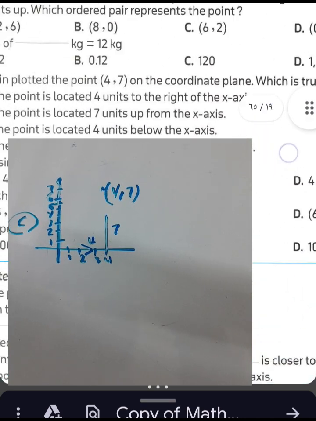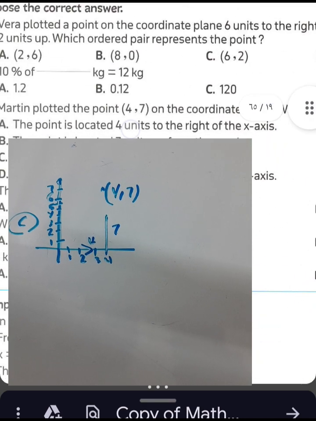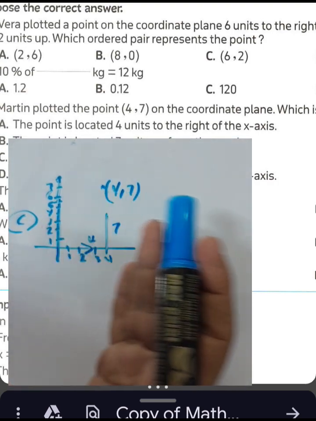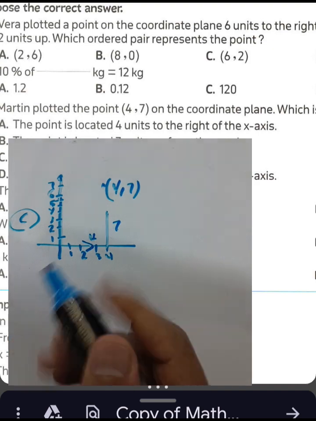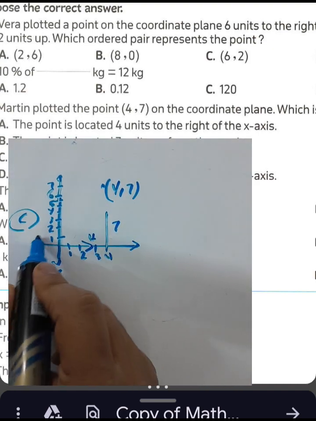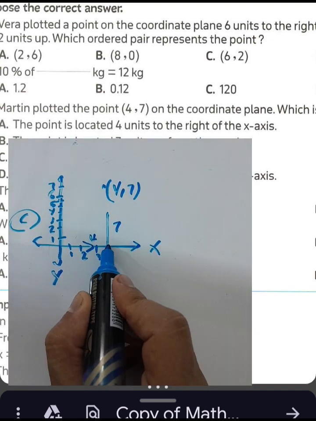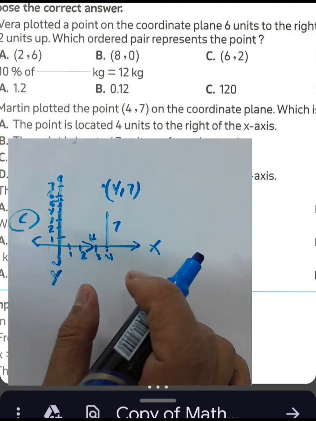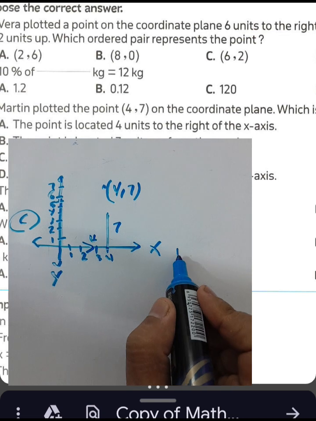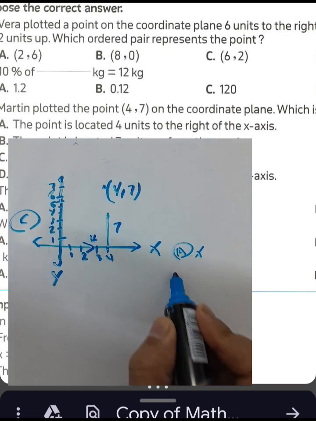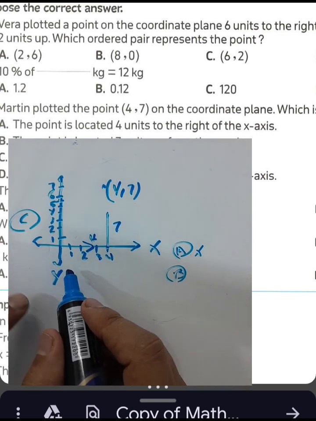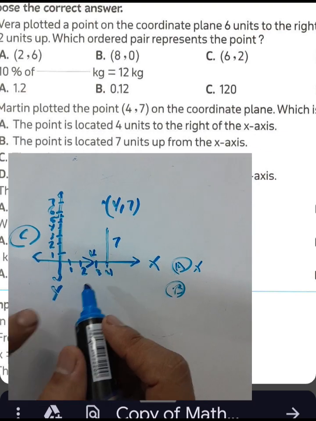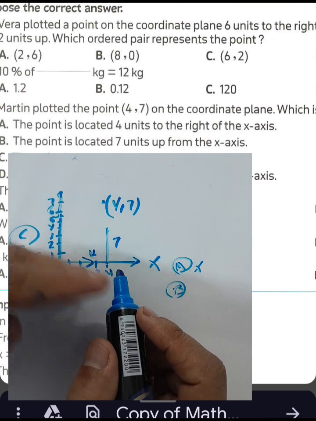Letter A again. We have the point 4 units to the right of the x-axis. It's false because we're going right from the y-axis. We have here the x-axis and y-axis. This point moves right-hand side from the y-axis by 4 units. Then letter A is false. Letter B, the point 7 here located up from the x-axis, 7.